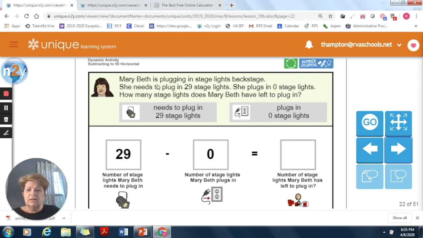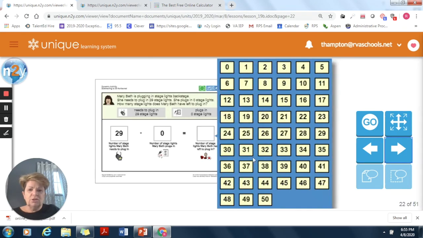Mary Beth is plugging in stage lights backstage. She needs to plug in 29 stage lights. She plugs in 0 stage lights. How many stage lights does Mary Beth have left to plug in? Now this one's kind of just really easy. If you were supposed to plug in 29 stage lights and you didn't do any yet, how many do you still have to do? You think that just in your head? You're right. You have to do 29 because you didn't do any yet.